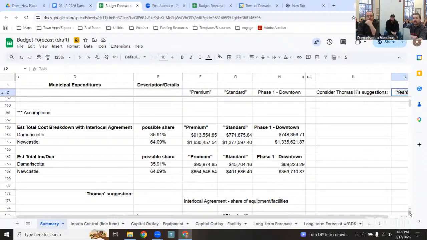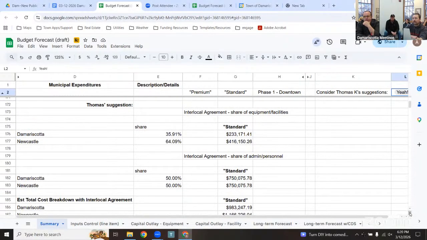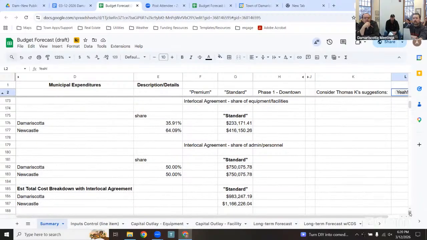Okay, so then Thomas suggested, what if some of that share, such as equipment and facilities, for example, were split that way, by the need for the space and the need for the equipment, by that cost share formula, but the admin and personnel, because the idea is you want them to be fluid and have the same, would be a 50-50 split. So you'd have the cost of equipment and facilities be part of that cost share, and the admin would be a 50-50 split. So what would happen is Damariscotta would have 985,000, Newcastle would have 1.2.